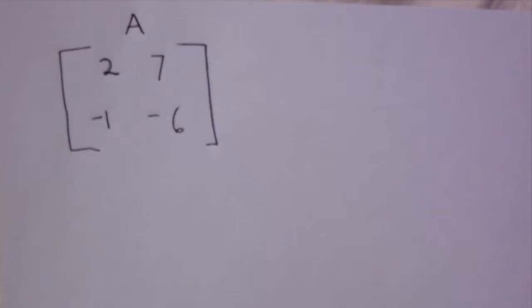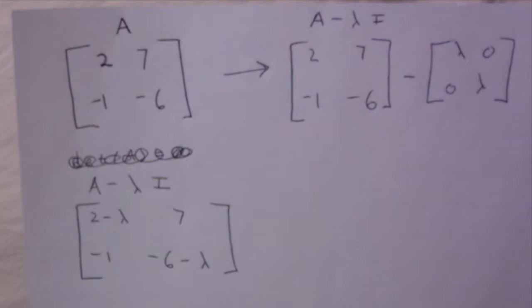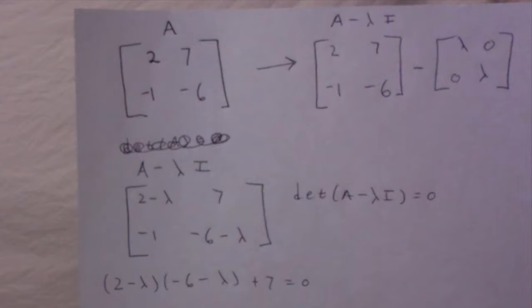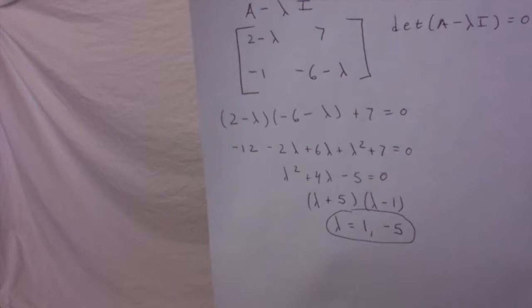Here's an example of a 2 by 2 matrix I'm calling A. You start by taking A minus lambda I, which is A minus lambda times the identity matrix. You end up with this new matrix that I call A minus lambda I, and we want to find some value lambda that will make this matrix dependent. So we take the determinant of A minus lambda I and set it equal to 0. Take the determinant: 2 minus lambda times negative 6 minus lambda plus 7 equals 0. Do some algebra to find lambda, and then you end up with 1 and negative 5.